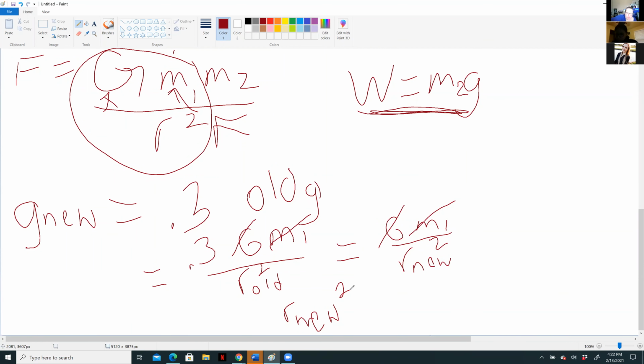So if we just solve for R new, we get over 0.3 R old squared. And then we would need to take the square root to solve completely for it, right?